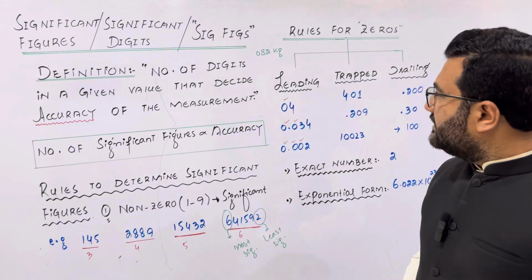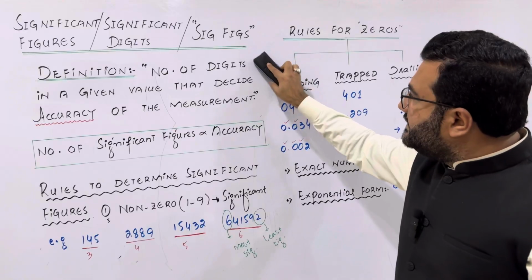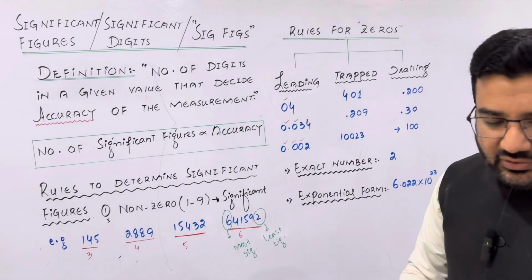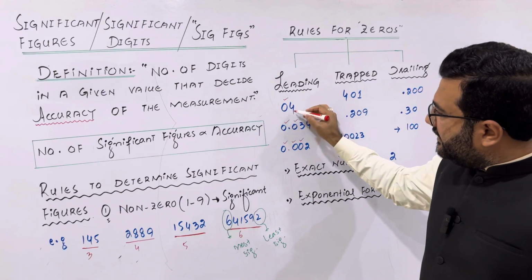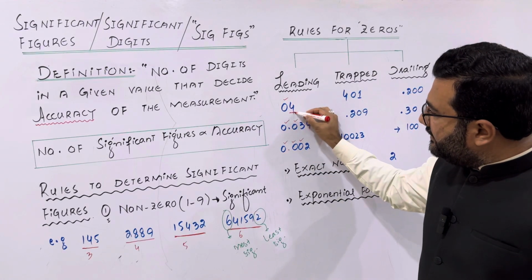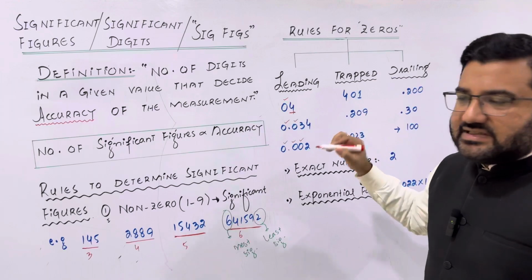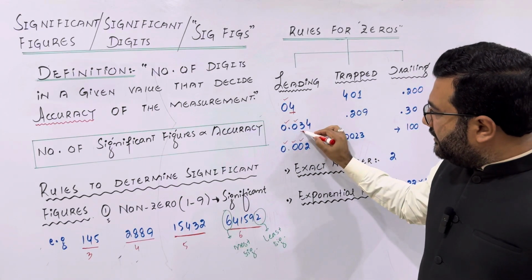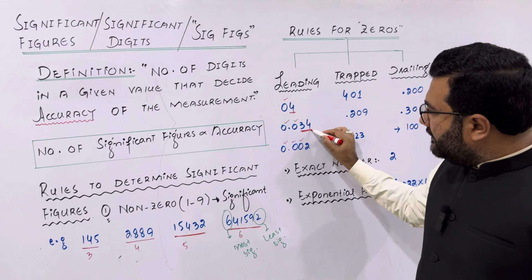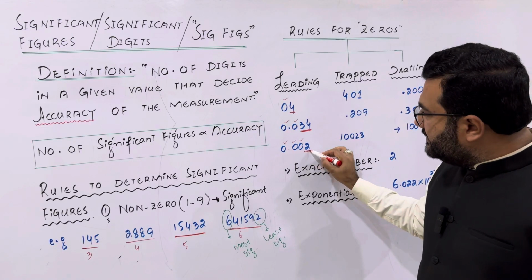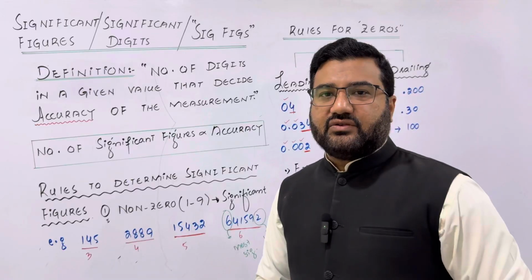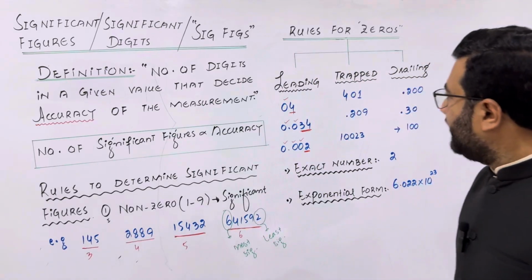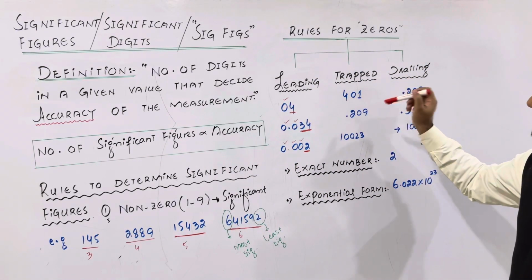All the leading zeros are considered as insignificant zeros. So this value will be having how many significant figures? You will say that there is only one significant figure in this value, that is 4, because it is a non-zero number. This value has two significant figures and this value is having only one significant figure because the leading zeros are insignificant. Now second one are the trapped zeros.